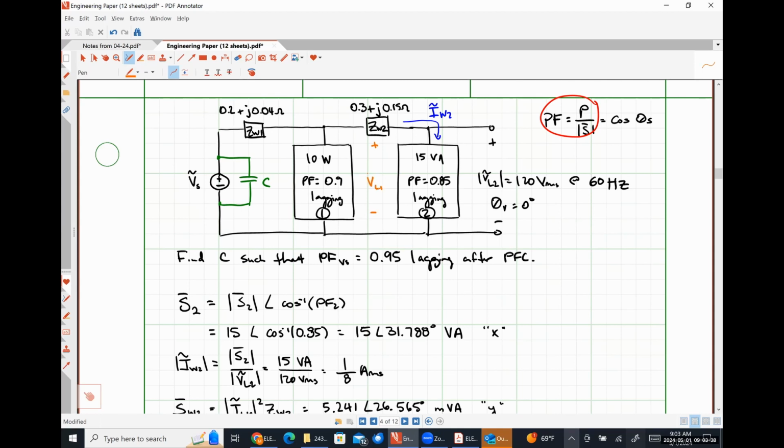Let's call it VL1. If we can figure out what this voltage VL1 is, the voltage drop across this load, we can very easily find the current flowing through that load, and then use Kirchhoff's current law to find the current that's flowing through that impedance 0.2 plus j0.04 ohms, the impedance ZW1, right? So how might we find that voltage VL1?